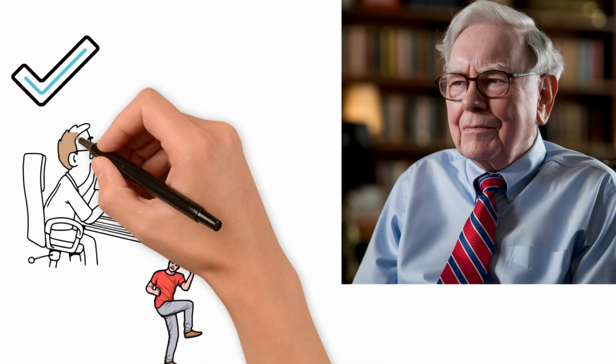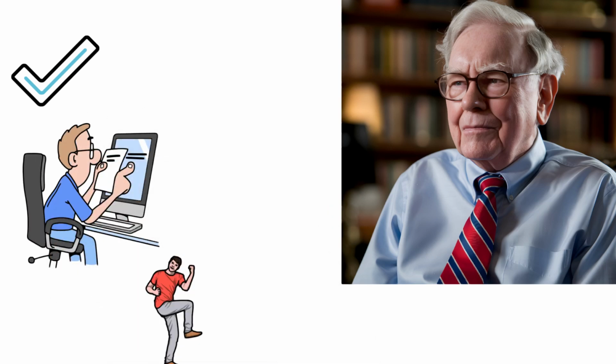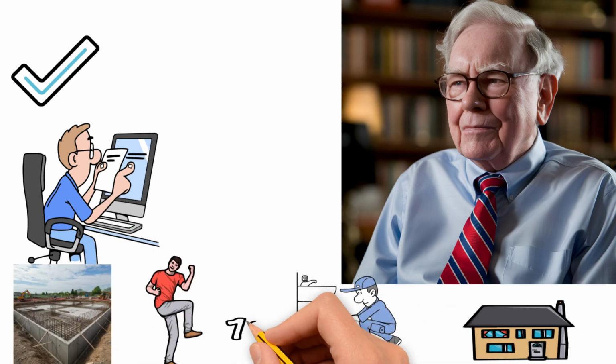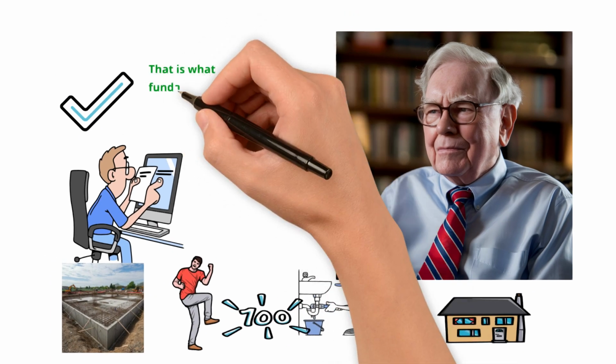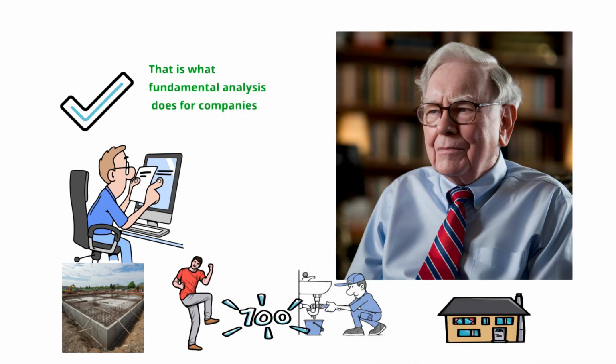Ever wondered how Warren Buffett picked his winning stocks? It's not just about gut feeling, but he used something called fundamental analysis. If you are buying a house, you do not just look at the paint job, you check the foundation, the plumbing, everything. That is what fundamental analysis does for companies.